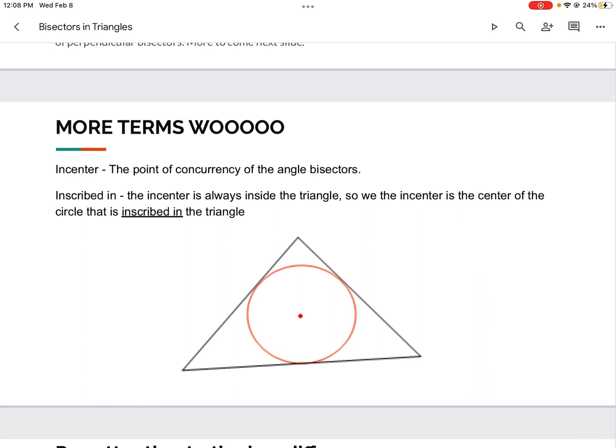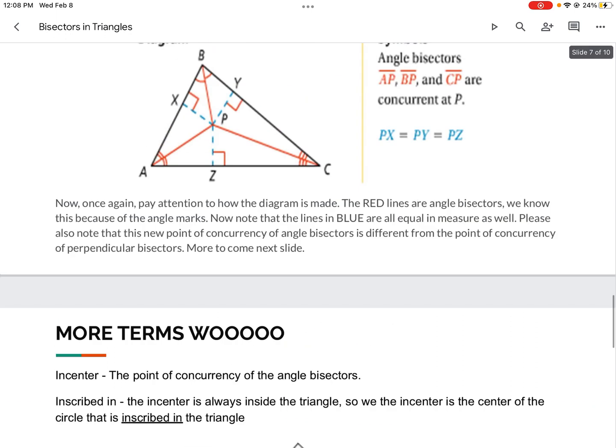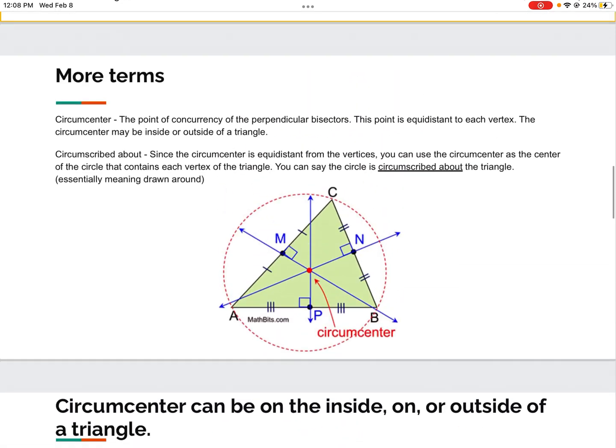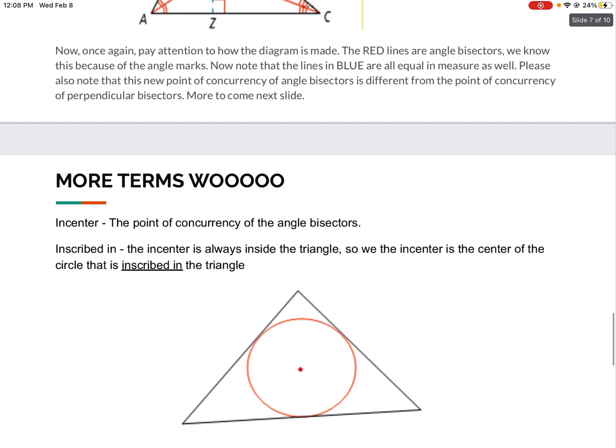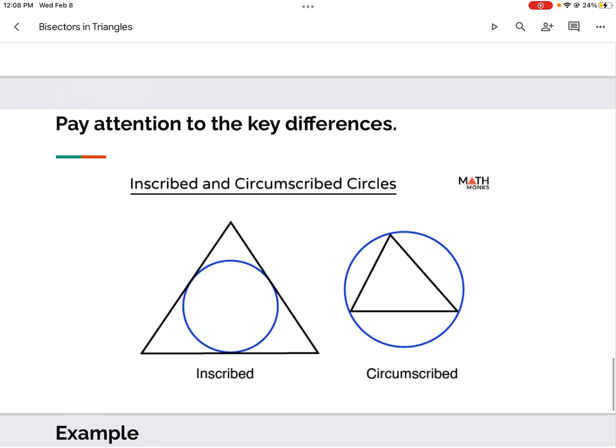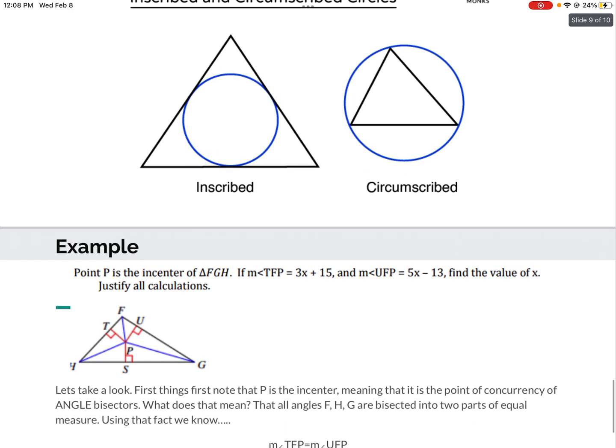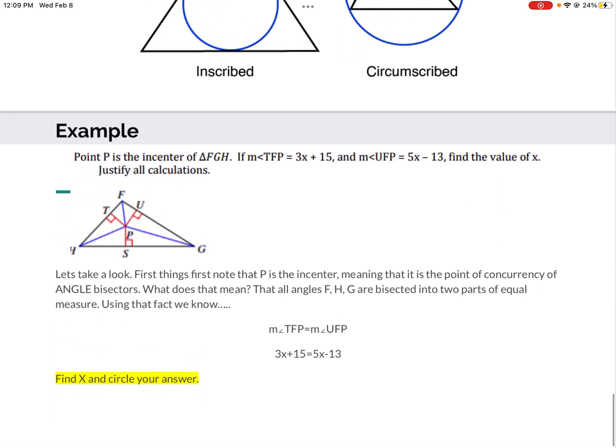So this time, our circle is inscribed in, meaning it's on the inside of the triangle. If we go back up top, you can see that this circle is on the outside, and I get a slightly clearer picture here of the difference between inscribed and circumscribed. So pay attention to that. We've got key differences there. Now let's look at an example.